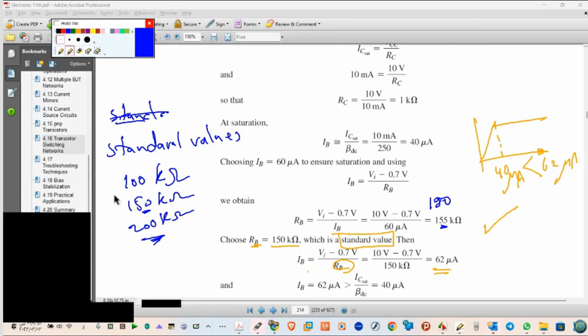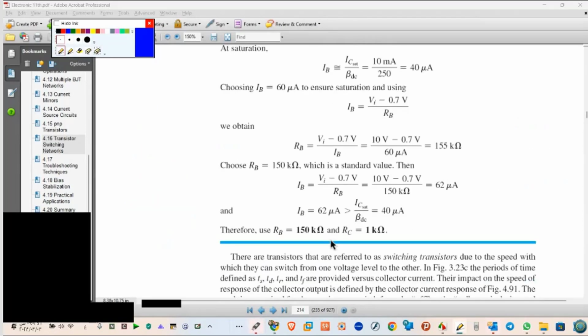So if I shift to the standard value, after that you have to check this value, whether it's correct or not correct. Here again I selected 62, so 62 is bigger than IB max. That means that my values are correct. Got it, the idea for this? Is it easy or hard?